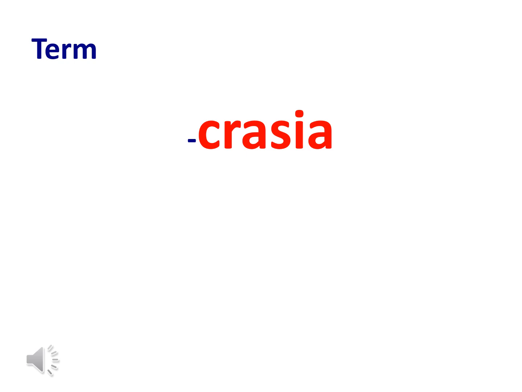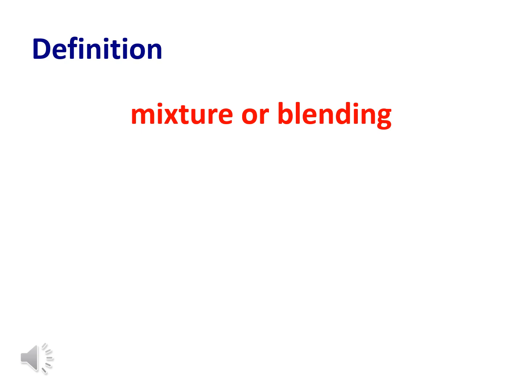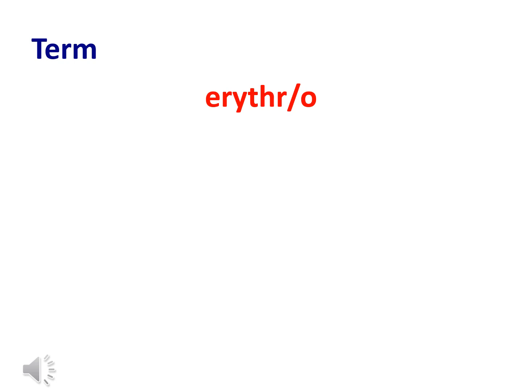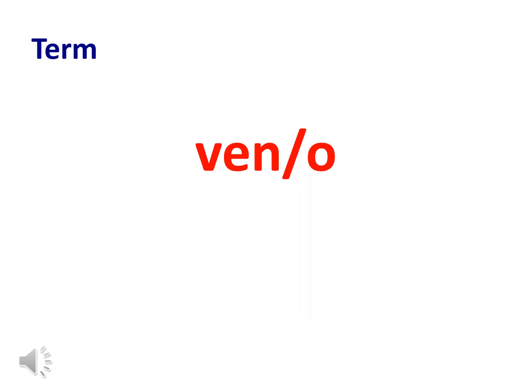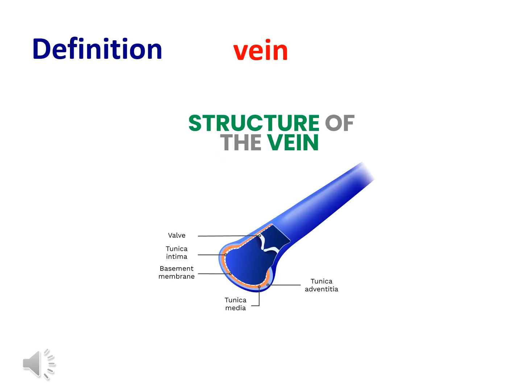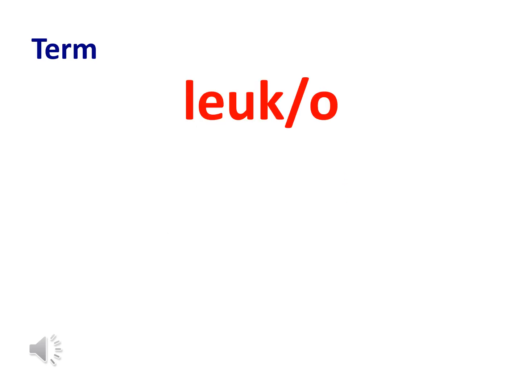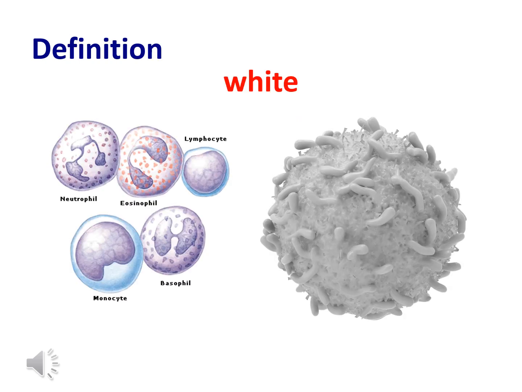Crasia means mixture or blending. Erythr/o means red. For example, erythrocyte, which is red blood cell. Ven/o means vein. Leuk/o means white. For example, leukocyte means white blood cell.